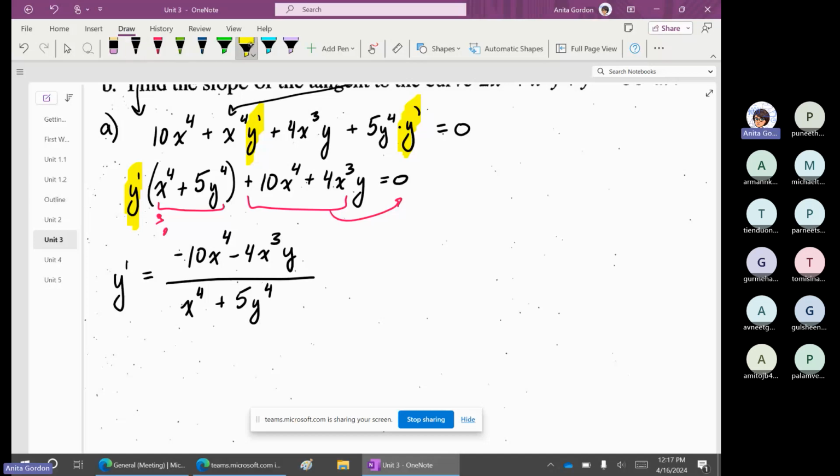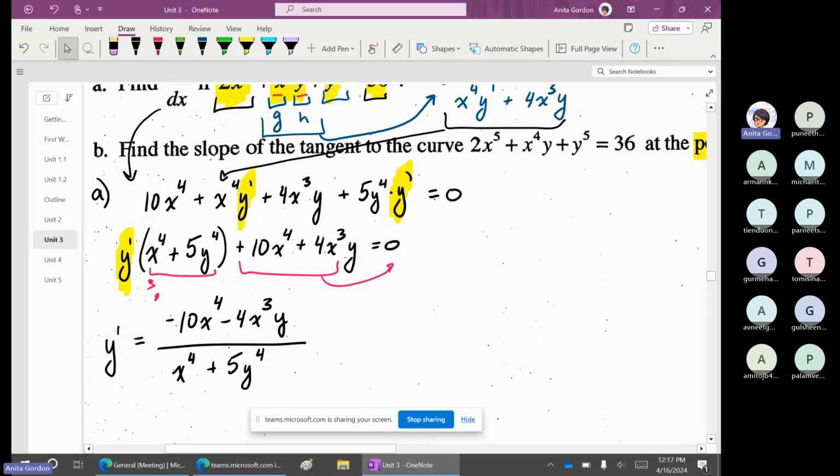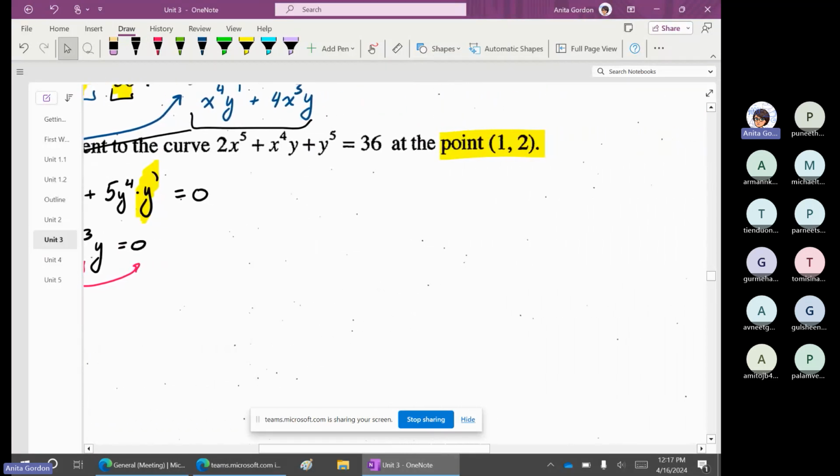I could factor the top. I could pull out a negative 2x cubed. It doesn't really help me simplify it any more or less, so I'm not going to do it. I'm just going to leave it. Okay, so part A is done. That's my implicit differentiation. Now part B is find the slope of the tangent curve at the point x, so at the point 1, 2.